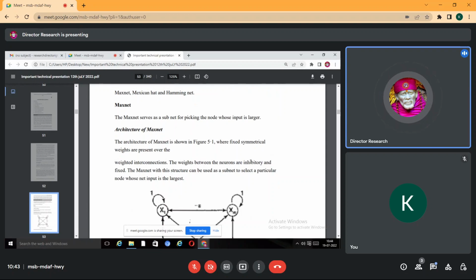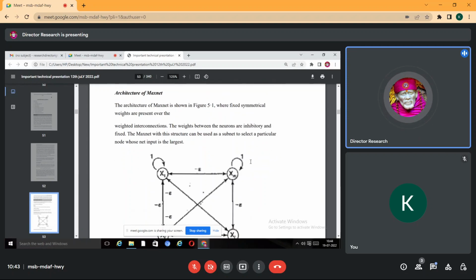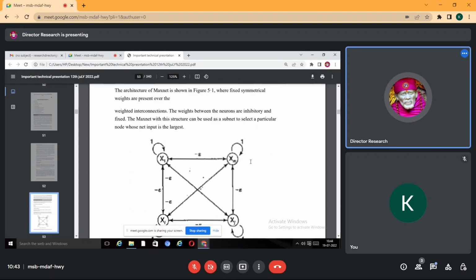MaxNet. The MaxNet serves as a subnet for picking the node whose input is largest. Architecture of MaxNet: the architecture of MaxNet is shown in the figure, where fixed symmetrical weights are present over the weighted interconnections. The weights between the neurons are inhibitory and fixed. The MaxNet with this structure can be used as a subnet to select a particular node whose net input is the largest.